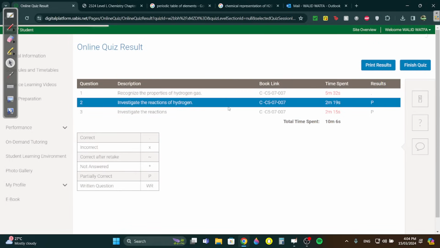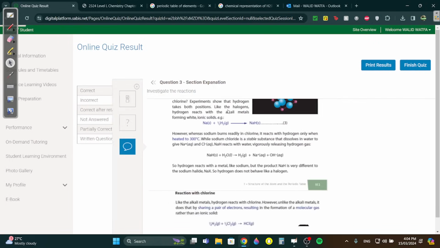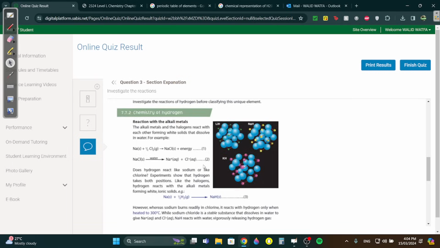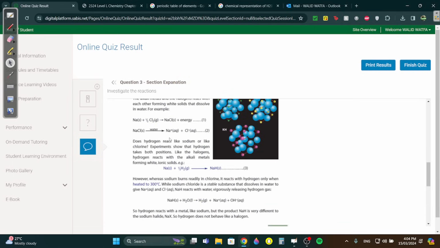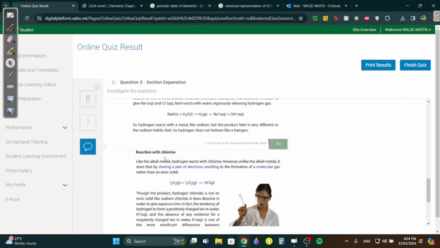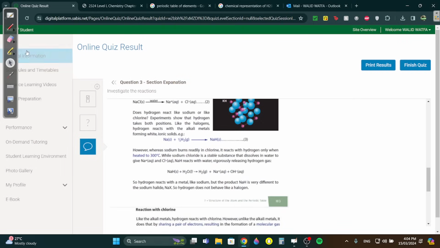Question two, question three, they're about the reactions. Okay, the reactions of hydrogen are very similar to the ones we've done. Look, for example, when you have sodium, an alkali metal, plus hydrogen, it's very easy. Na plus H gets you NaH.